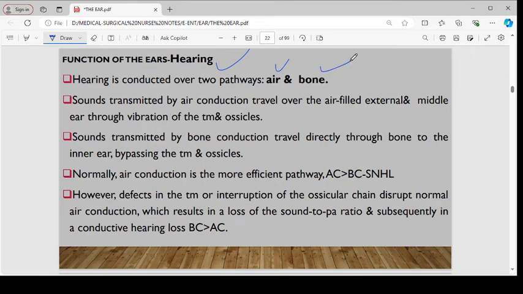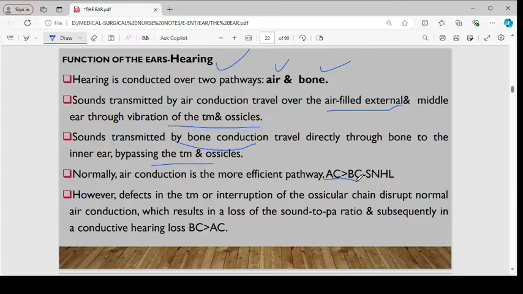Sound transmitted by air conduction will travel over the air path, and the air path is the external ear and middle ear, through vibrations of the tympanic membrane and the ear ossicles. Sound transmitted by bone conduction will travel directly through bone to the inner ear, bypassing the tympanic membrane and the ear ossicles. So normally, air conduction is much more effective. That's why we always say that air conduction is longer than bone conduction.